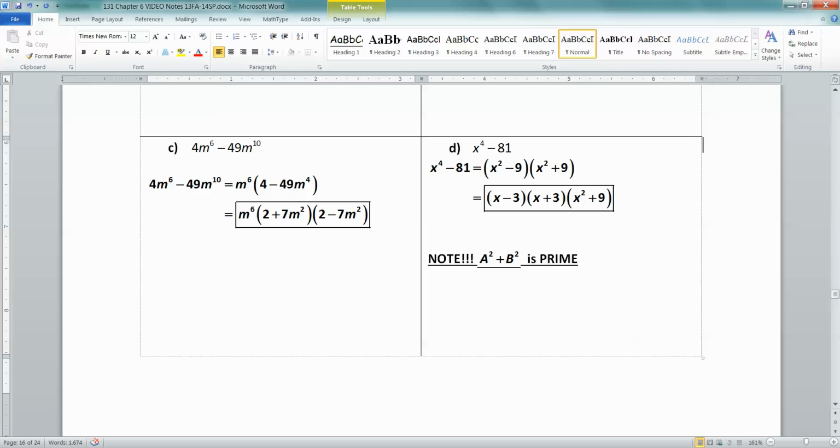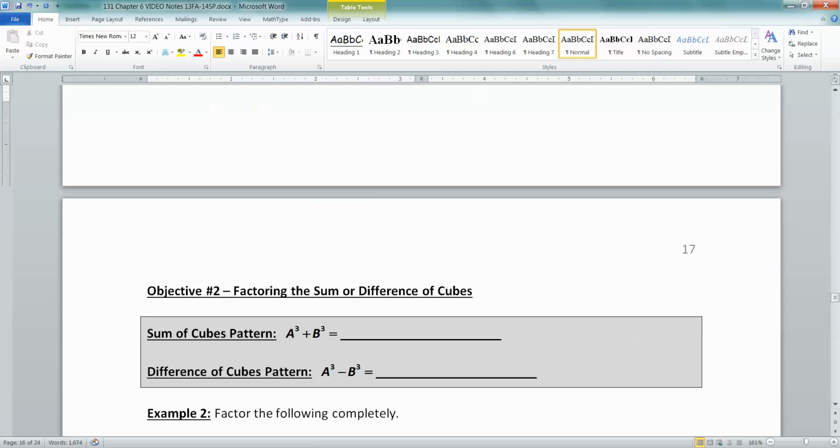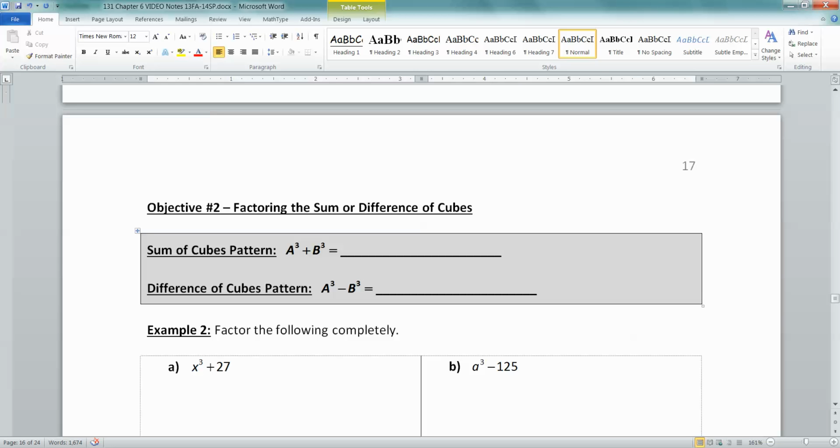All right, done with that. Let's stop here on this video and I'll come back to do the next one, which is the difference and sum of cubes. See you then.